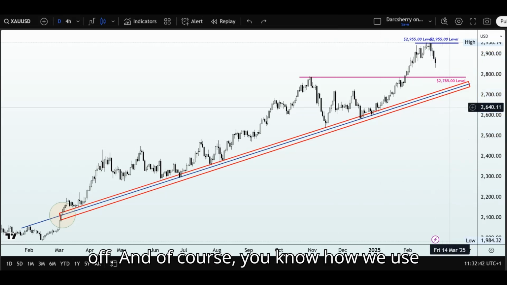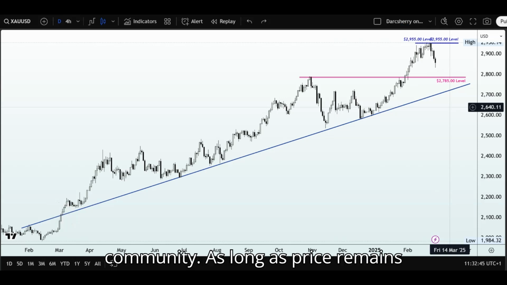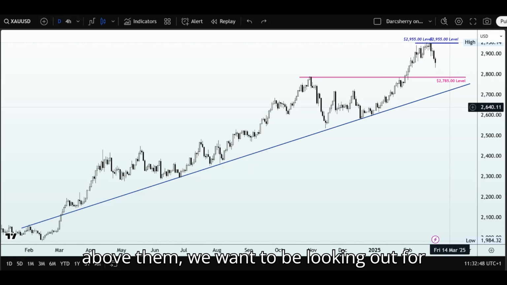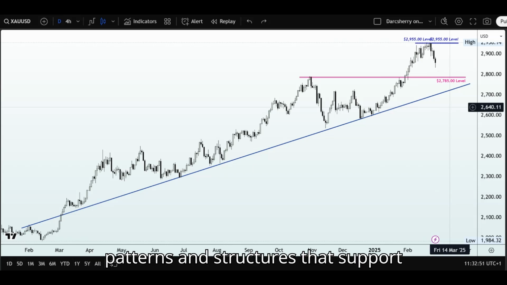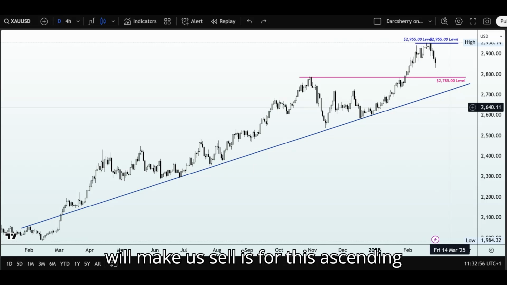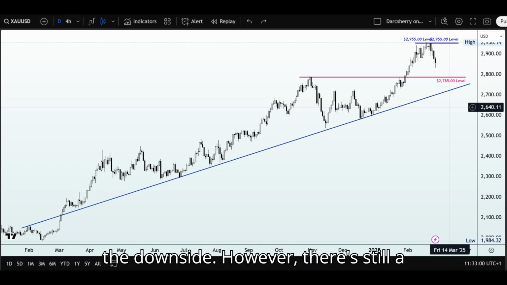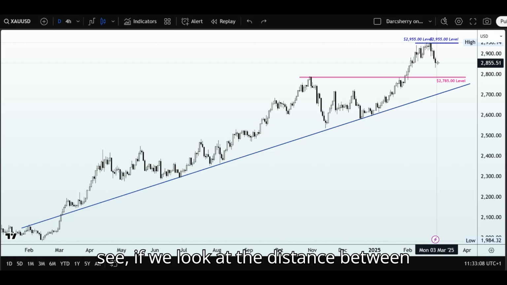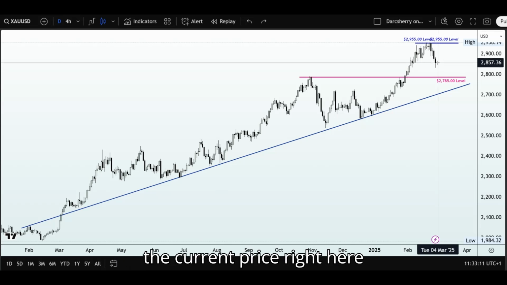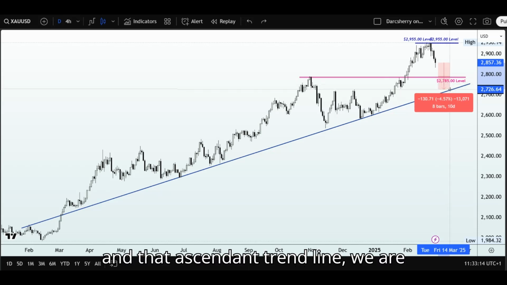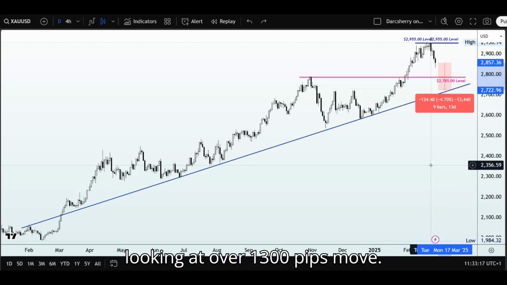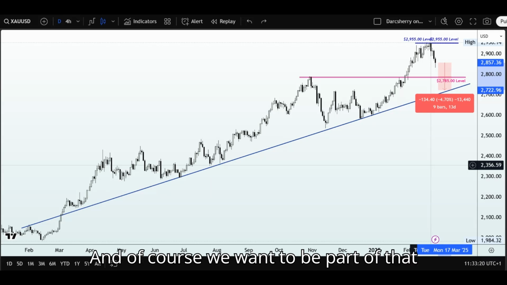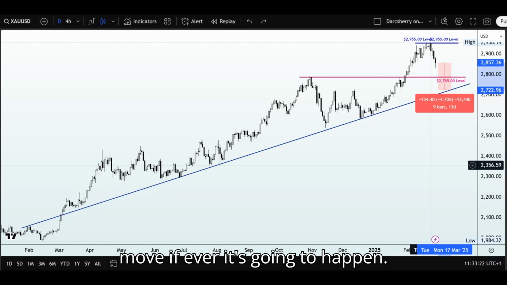And of course, you know how we use our ascending trend lines in this community. As long as price remains above them, we want to be looking out for patterns and structures that support buying ideas. The only condition that will make us sell is for this ascending trend line to be breached and broken to the downside. However, there's still a tendency for us to be part of some bearish move in this regard. As you will see, if we look at the distance between the current price right here and that ascending trend line, we are looking at over 1,300 pips move. And of course, we want to be part of that move if ever it's going to happen.